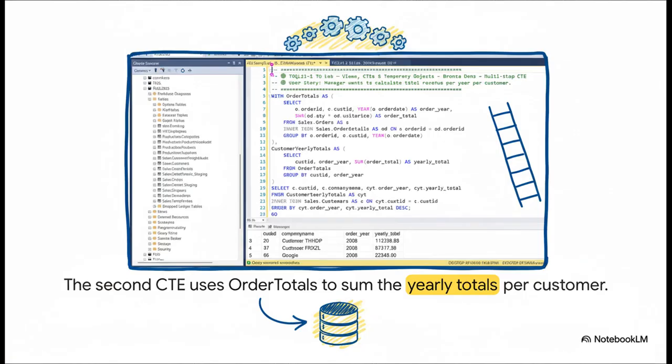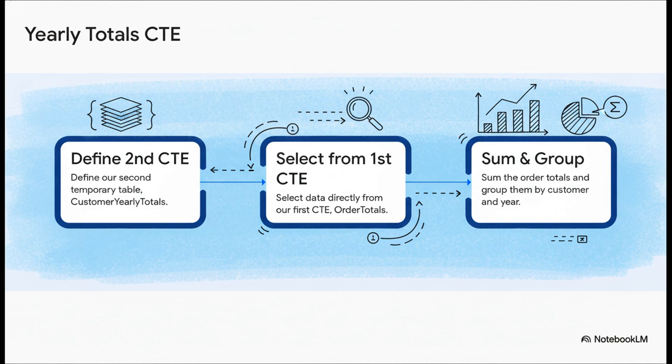Now this is where the real magic of CTEs kicks in. Our second CTE, this one called Customer Yearly Totals, doesn't go all the way back to the original tables. Nope. Instead, it uses the results from our first CTE, Order Totals, as its starting point. It's literally building directly on the work we just finished. You see the pattern here? It's just another simple, logical process. We define our second little temp table, we select data from the Order Totals table we just created, and then we sum up those values, grouping them by customer and year.